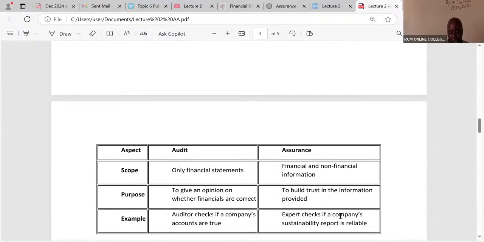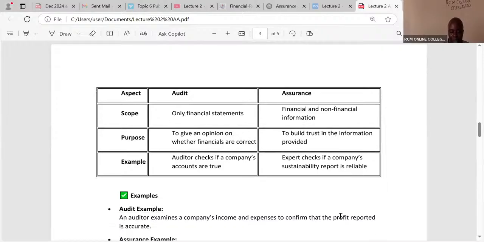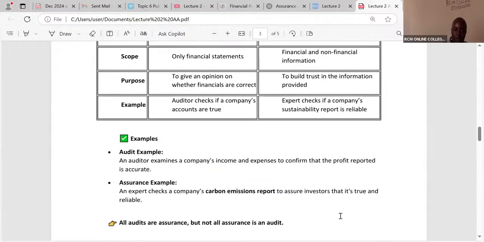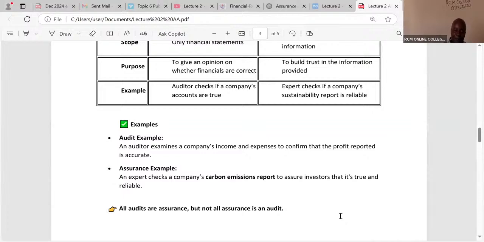You'll be able to read that summary because I'll attach this for you, so that later on you will be able to understand this better. Ladies and gentlemen, I would want to come to the conclusion of this. The most important thing you're supposed to appreciate is that audit for us is all about financial statements being investigated, and then we give an opinion as to whether those financial statements portray a true or fair view.